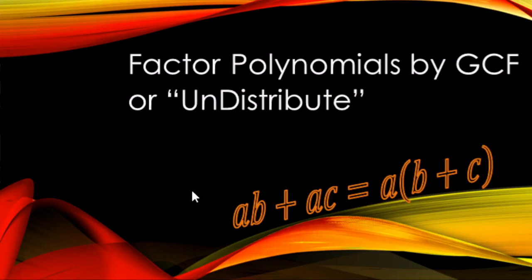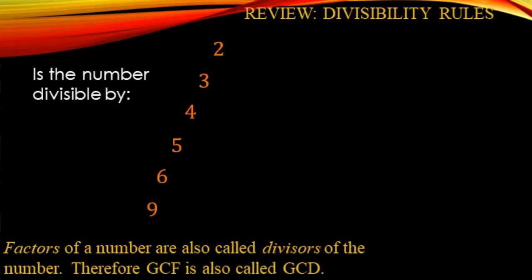All right, so here we're going to factor polynomials by greatest common factor. It's also called undistribute. This is not a mathematical technical term, but it is a way of thinking about what we're doing here. Quick, we're going to review the divisibility rules to make it a little bit easier for us to work.